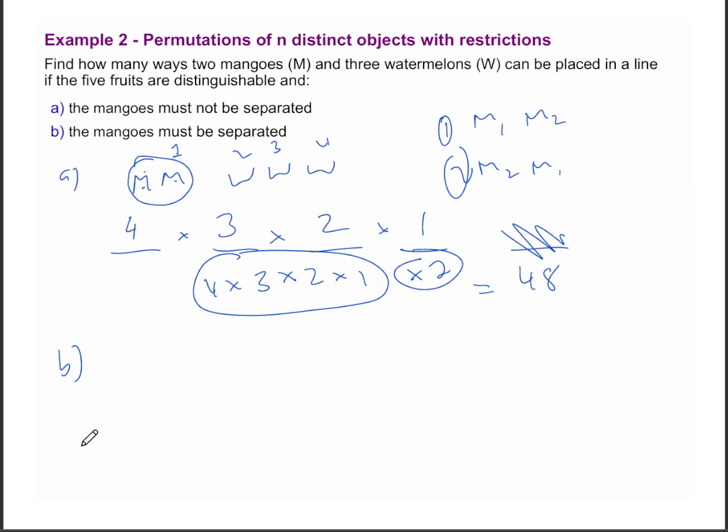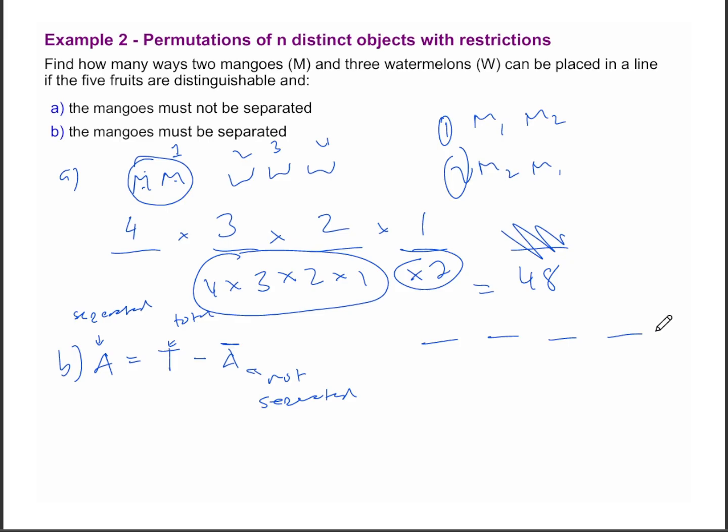For part B, the trick we're using is this one right here, where if you want to arrange things with restriction A, that will be the same as finding the total arrangements subtracted by the arrangements with the restriction of the complement of A. You use that information for part B. So if you want to find the number of ways where the mangoes are separated, then what you can do is find the total ways of arranging subtracted by the number of ways that the mangoes must not be separated. So not separated.